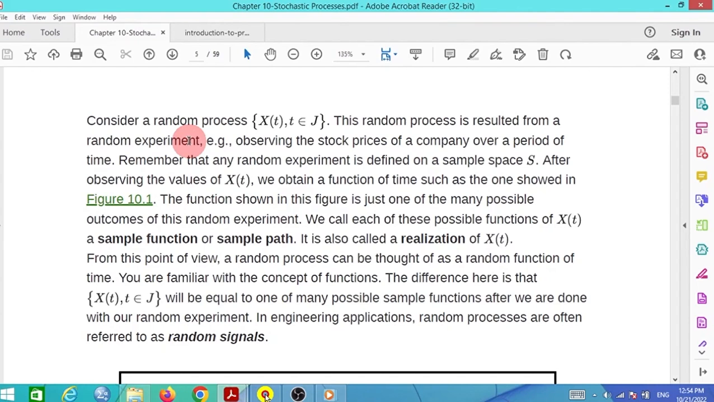But at each time we find the value of x of t. By this means we get a collection of the observations, or a collection of random variables.